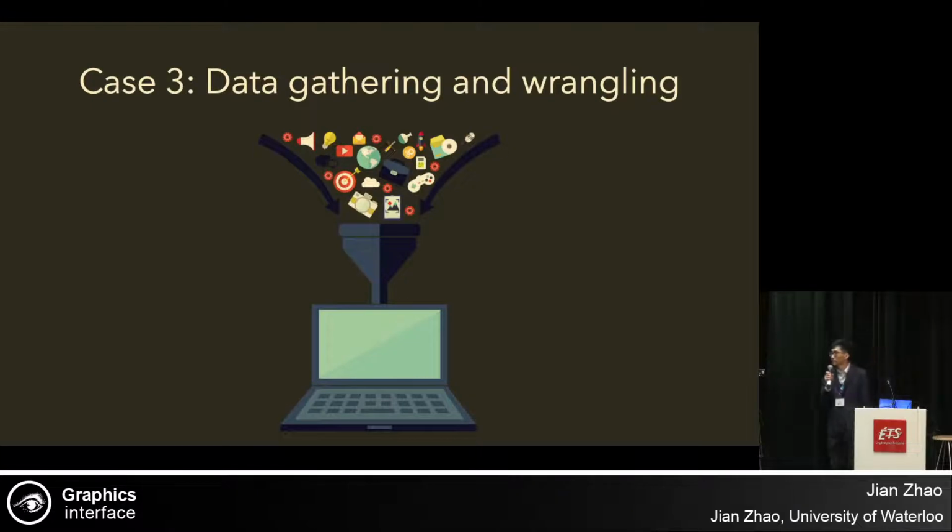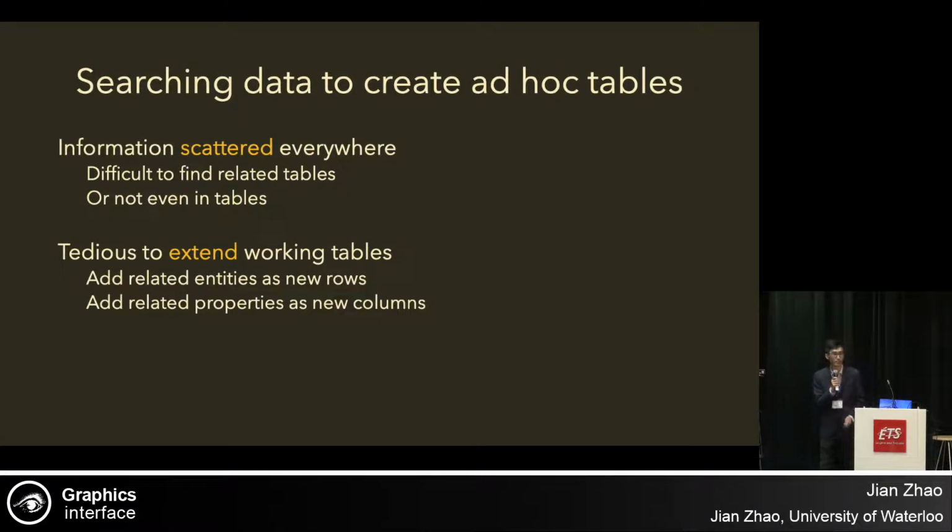Okay, and the third case I want to share today is about data gathering and wrangling. So you probably have already guessed what I'm going to search, right? We're going to search data, which is the raw form of information we have. So we know information is scattered everywhere, as I mentioned in the beginning. And it's difficult to put all that information together in a format that you can apply all kinds of tools. It's just like when you want to train a machine learning model, you need very clean data and labels. And if you want to do some visualization, you want them in rows and columns.